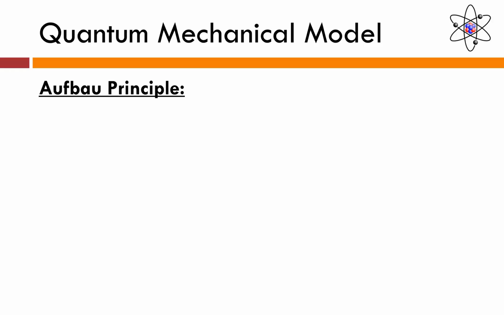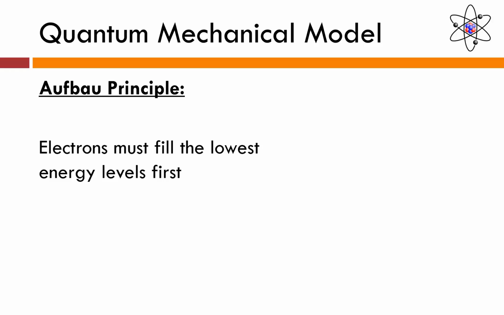The quantum mechanical model and trying to fill your electrons into the different energy levels and sublevels is all about the Aufbau principle. And all the Aufbau principle states is that electrons must fill the lowest energy levels first. And if you think back to the Bohr model of the atom, Bohr said essentially the same thing. We start with the orbits that were closest to the nucleus. We put electrons in there first, and as those fill up, we gradually move further and further away from the nucleus to larger orbits that are more energetic.